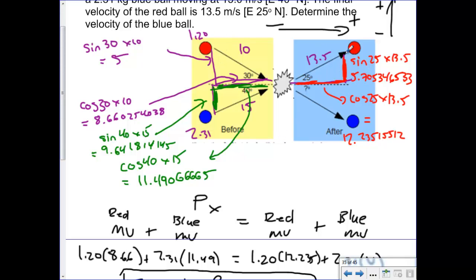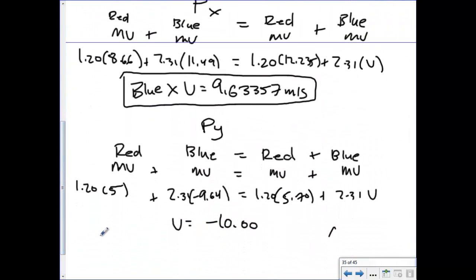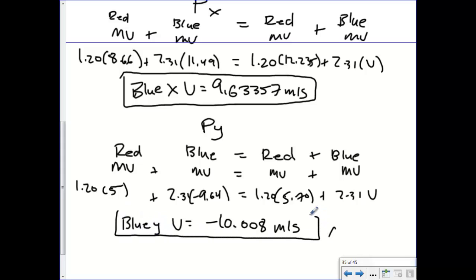The red one was going up, so the 5 is going up, and the 5.7 is going up, but the blue one is going down. That makes sense. So I'm expecting blue to be a negative number. I got negative 10.008. That's probably enough for sig digs at this point. And that is blue y velocity.